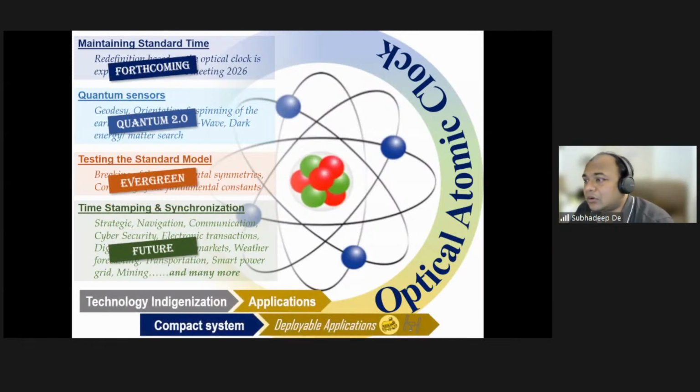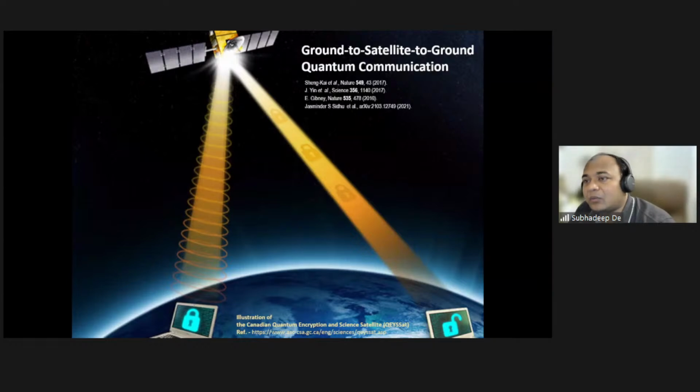So let me take one example where much more accurate time synchronization is needed. We have heard of classical communication, GPS based communication. But now the next thing is quantum communication. When I say next thing, quantum communication is already established, but it's not yet used, let's say, commercially.